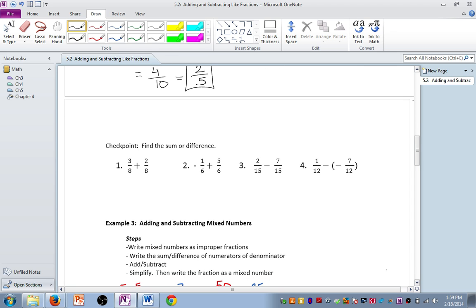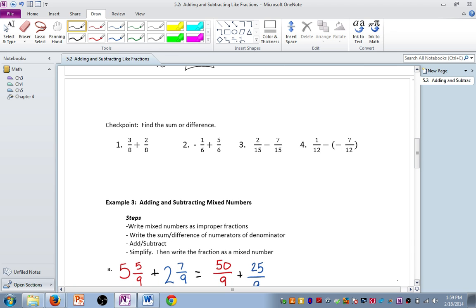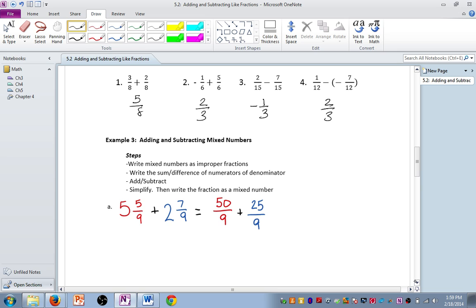Complete these checkpoint problems. Press pause on the video. When you're done, turn it back on, start playing. I'm going to give you the answers right now. Number 1, the answer is 5/8. Number 2, the answer is 2/3. Number 3, the answer is negative 1/3. And number 4, the answer is 2/3. Make sure you have shown on a separate piece of paper how you reached those answers.